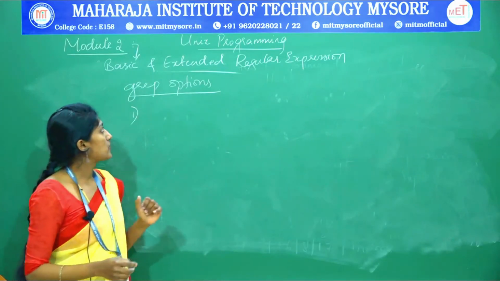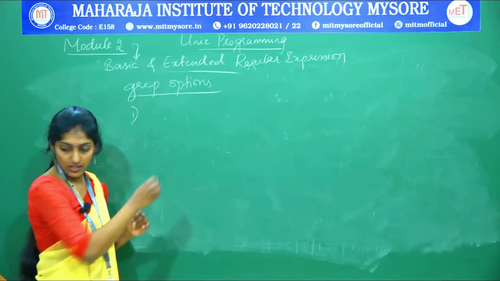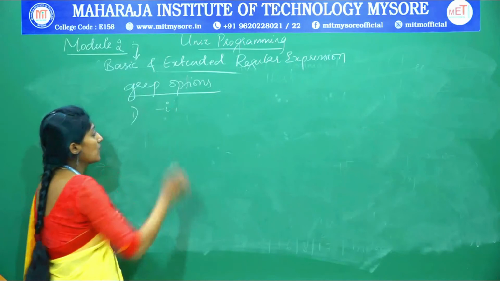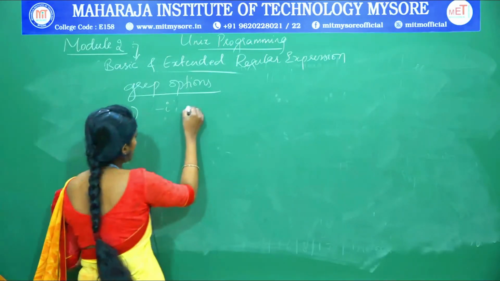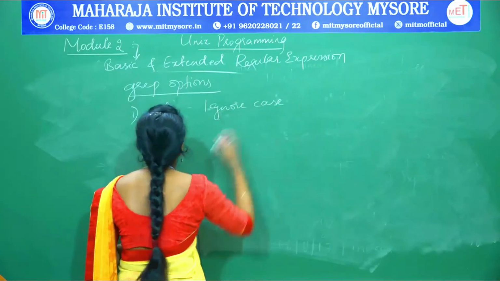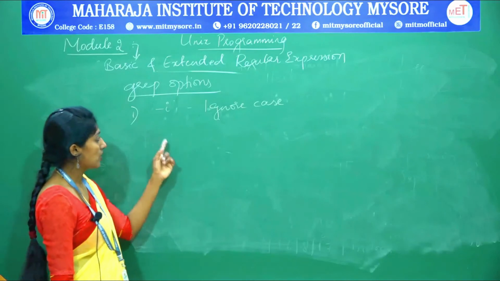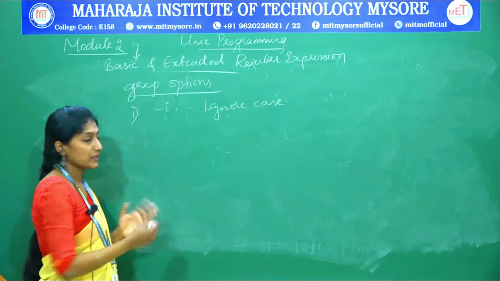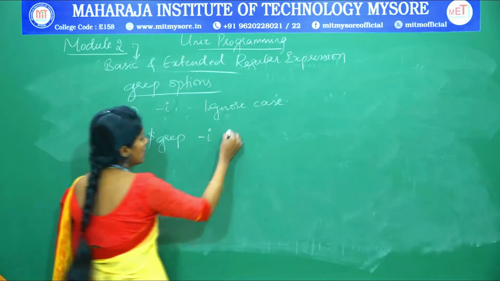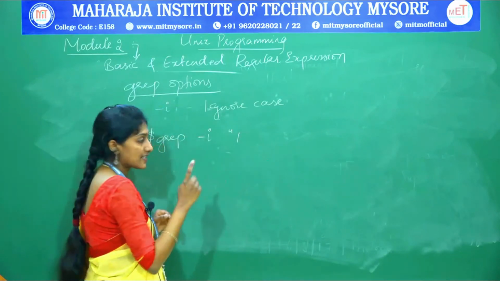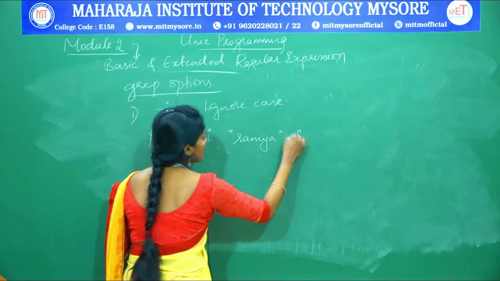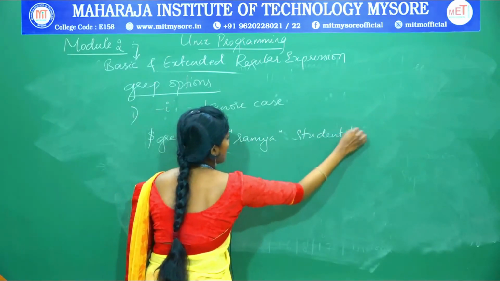So here one of the options used within the grep command is the -i option. So what does this -i option do? It is going to ignore the case within the pattern. Whatever the pattern, let me assume grep with option -i. I have given Ramya in the student.txt, so I might give the pattern with a small letter r from the student.txt.